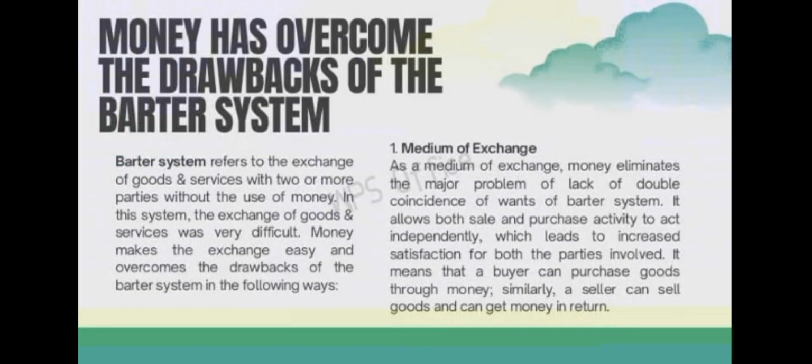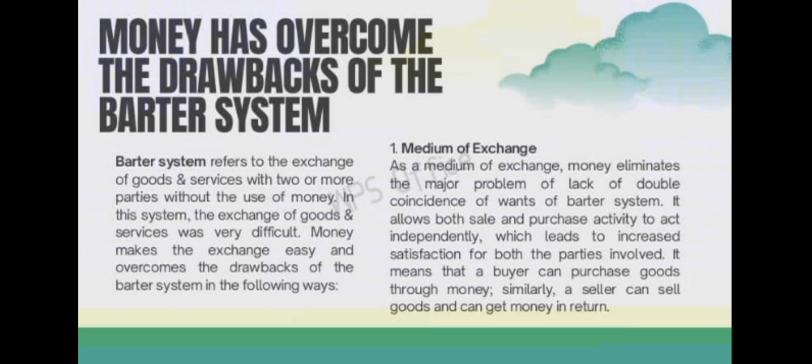The barter system involved trading goods and services directly without using money. This system had several problems, such as the difficulty of finding someone who wanted exactly what you were offering and who also had what you wanted in return. It is called the lack of double coincidence of wants.